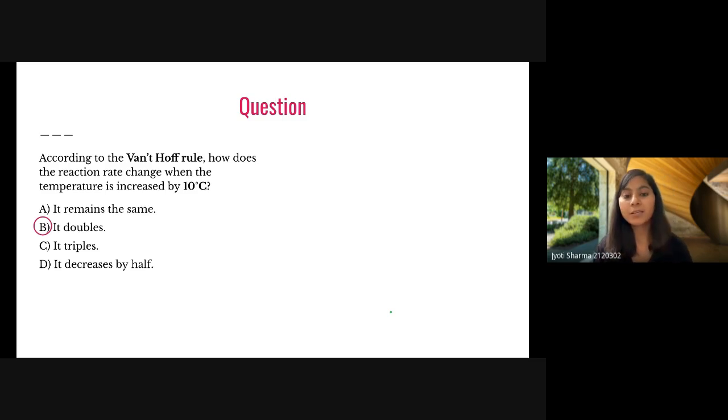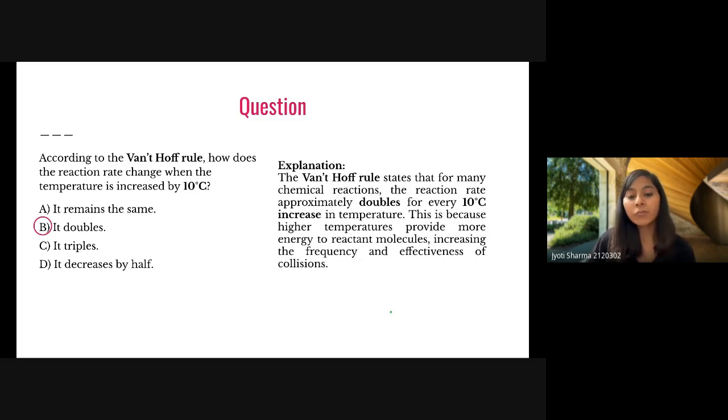Just see here the explanation. This rule states that for many chemical reactions, this is not a very universal rule, but for many chemical reactions, the reaction rate will approximately double for every 10 degrees Celsius increase in temperature. This is because high temperature gives more energy to the reactant molecules. More energy means more frequency and effectiveness of collisions. More collisions mean a rapid reaction rate. So this will be doubled.